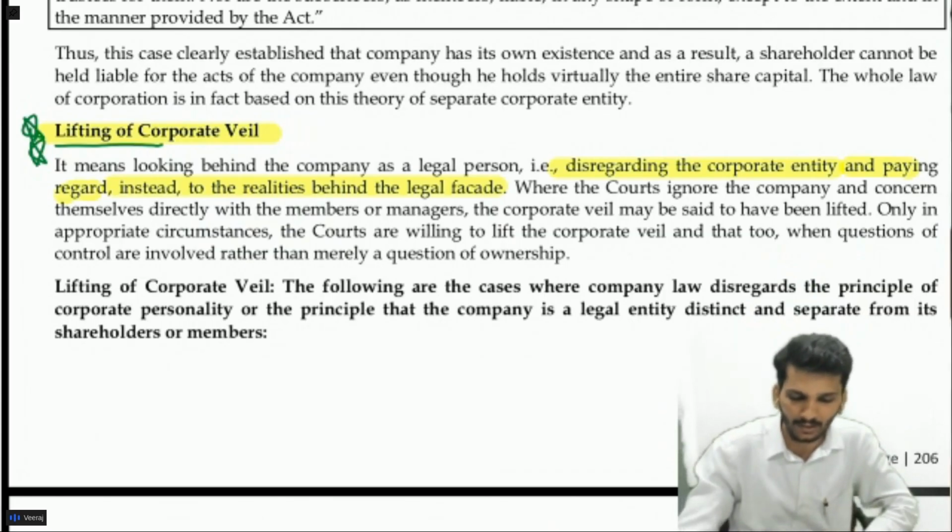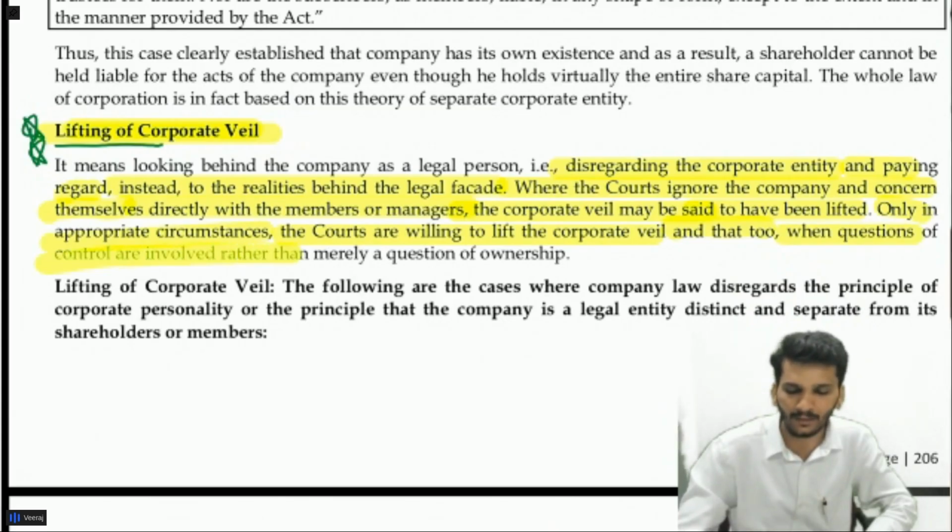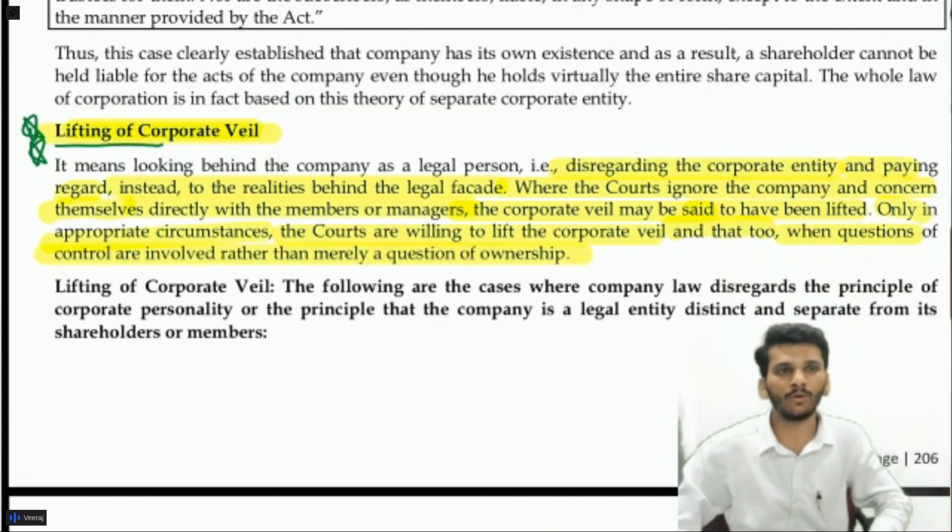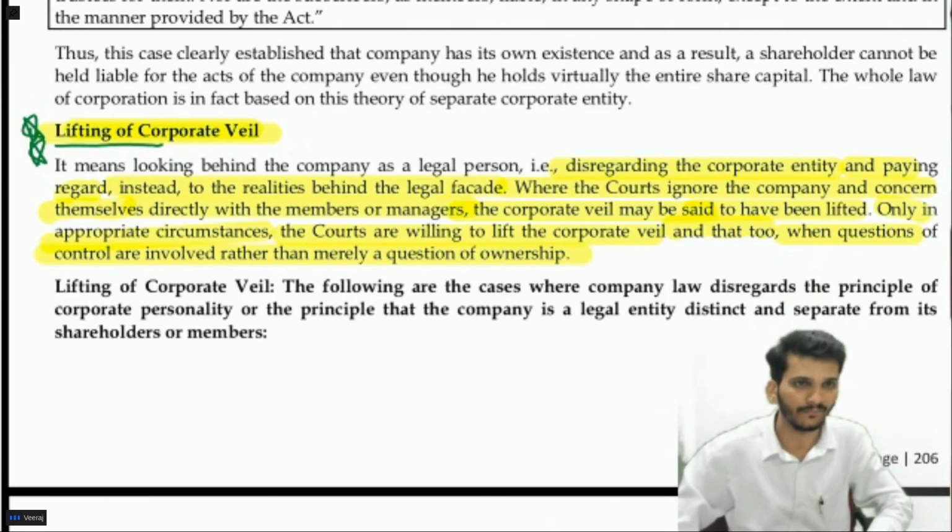Lifting of the corporate veil is a concept where the courts ignore the company and concern themselves directly with the members or managers, that is, they treat the two as the same. The corporate veil may be said to have been lifted. Only in appropriate circumstances are the courts willing to lift the corporate veil, and that too when questions of control are involved rather than merely questions of ownership. It is not about who is owning the company, who is the shareholder. It is about who is controlling the company.